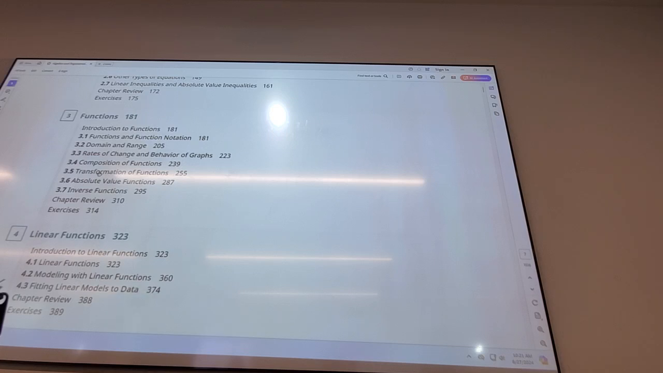So we're going to talk about what it looks like mathematically for me to take a graph and move that thing around. What does the math look like? And that's transformations of functions. 3.6 is sort of a review, but we're also going to graph them. We're going to graph absolute value functions. They look like V's. And then 3.7 is going to be really exciting.